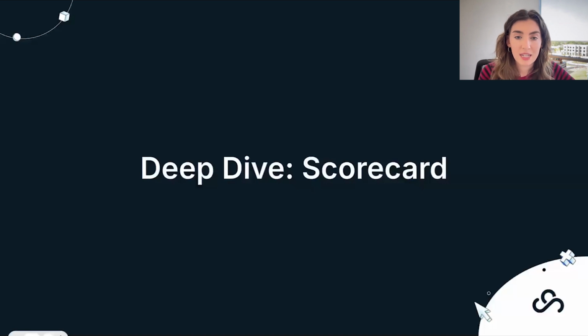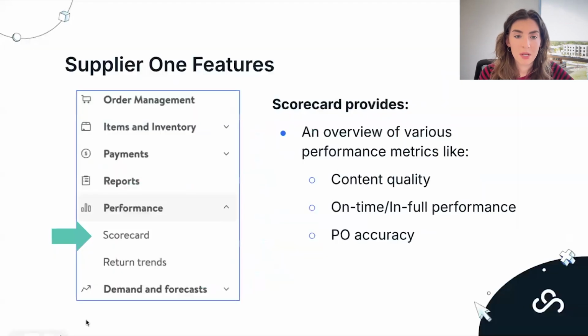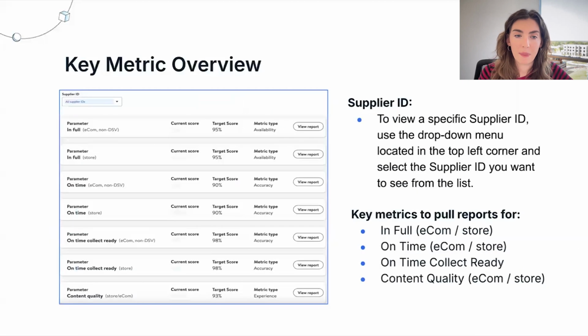All right, let's do a deep dive into the scorecard. So we went through all of the features within Supplier One. Under Performance, you'll click Scorecard, and there's also Return Trends, which we'll be going into today. But essentially, the scorecard is the content quality, like I mentioned before, on time and in full performance, and then PO accuracy. And here's a look at what you would see if you were logged in.